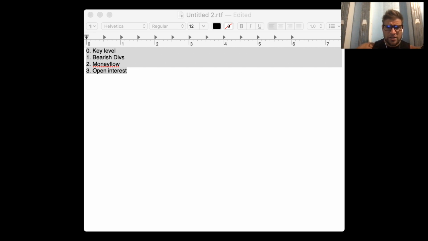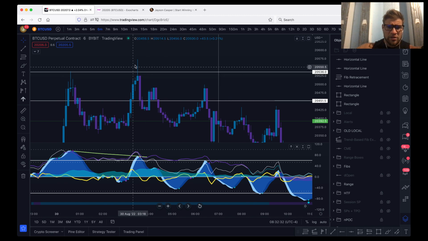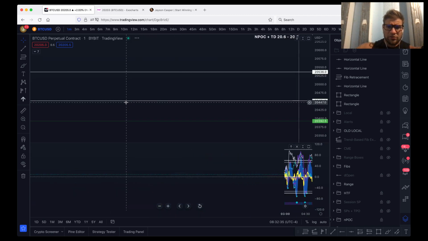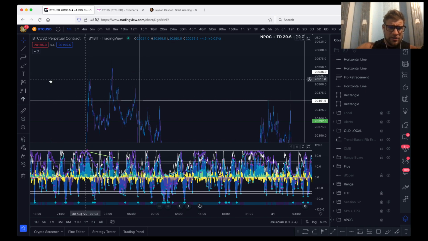Then we want to look for bearish divergences. We just went over what a bearish divergence is. Then we want to look at money flow. Money flow is also key. So if we take a look at what was happening up here, okay, yesterday, and we go down to these lower time frames, look at what was happening on these lower time frames, guys.